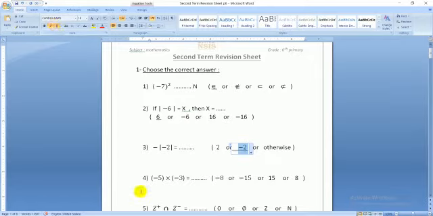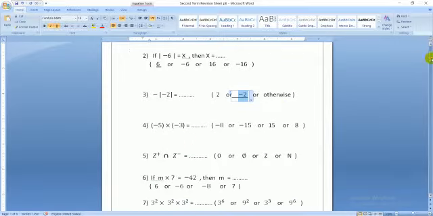Number 4, negative 5 times negative 3. I said before that the same sign becomes plus. If I multiply the same signs, negative times negative, it will be positive. 5 times 3 equals 15. So the answer will be positive 15, or 15.